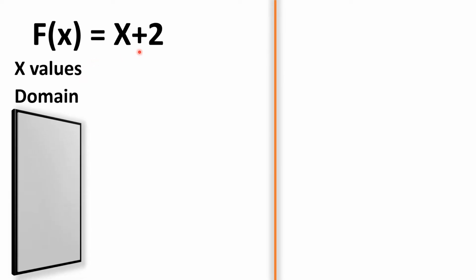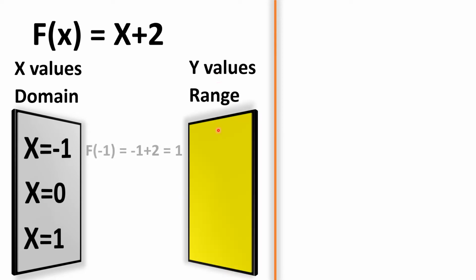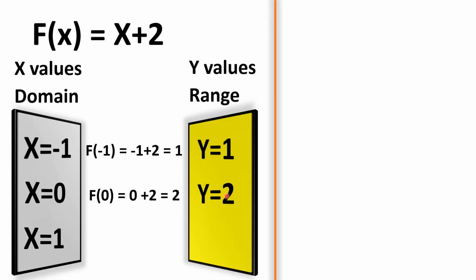Let's say we have f of x equal x plus 2. These are the x values, and these are the y values. f of negative 1 will be negative 1 plus 2 equals 1, so y will be equal to 1. f of 0 equals 0 plus 2 equals 2, and f of 1 equals 1 plus 2 equals 3.